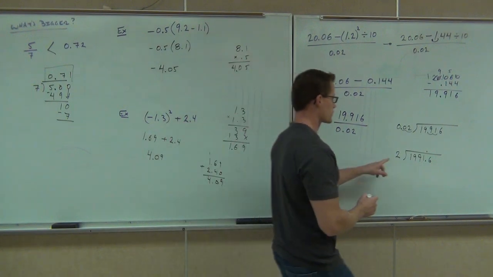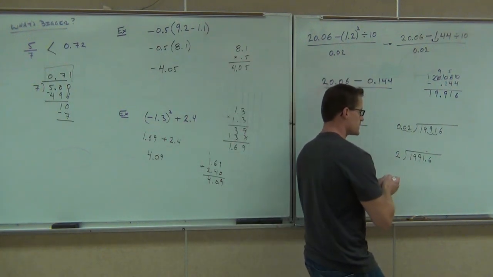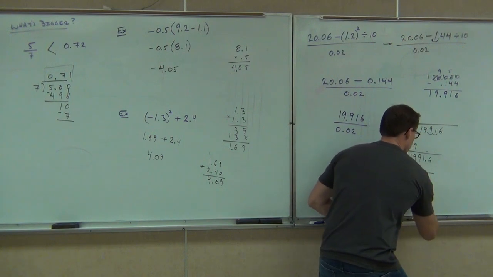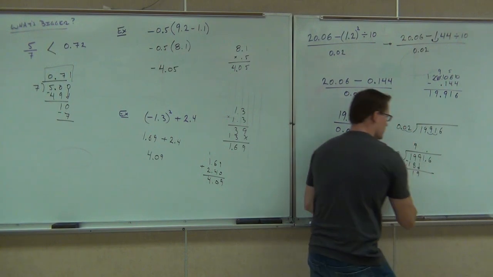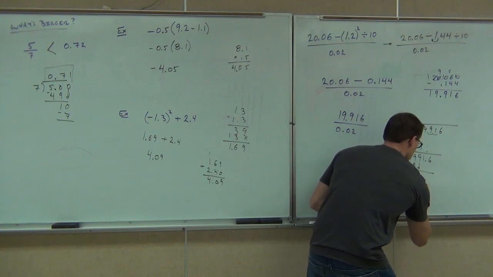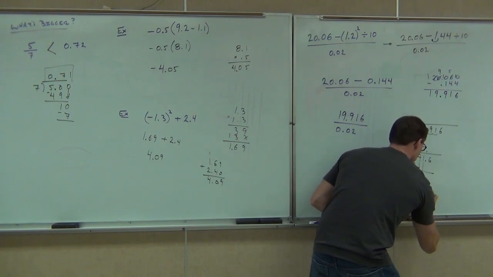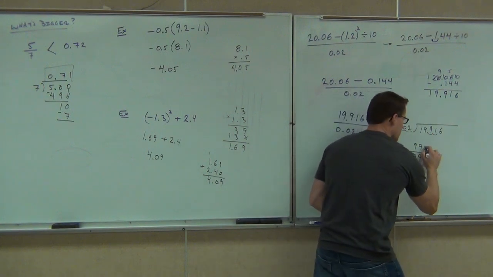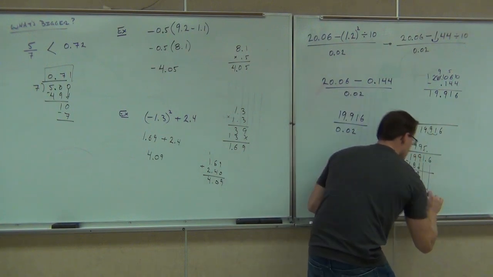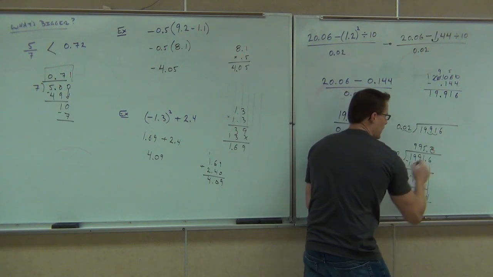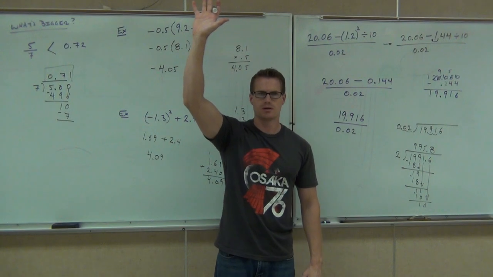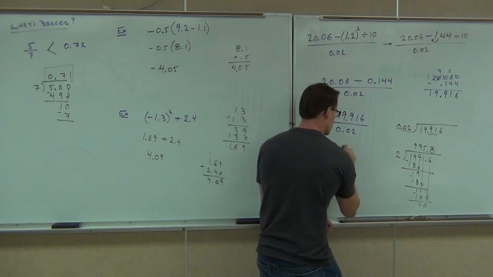Okay, so let's see what happens. 2 doesn't go into 1, but it does go into 19. Looks like 9 times, I get 18. Subtract, I get 1, bring down that 9. Again, I get 9. Goes in 5 times, I get a 10. I subtract, I get 1. If I bring down the 6, that goes in 8 times. Our answer is going to be 995.8. How many people got 995.8? Good, that's fantastic.